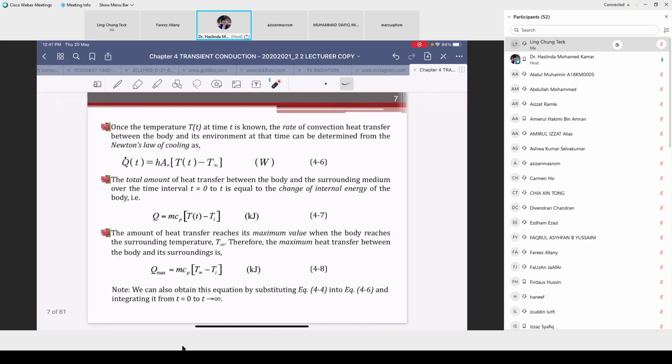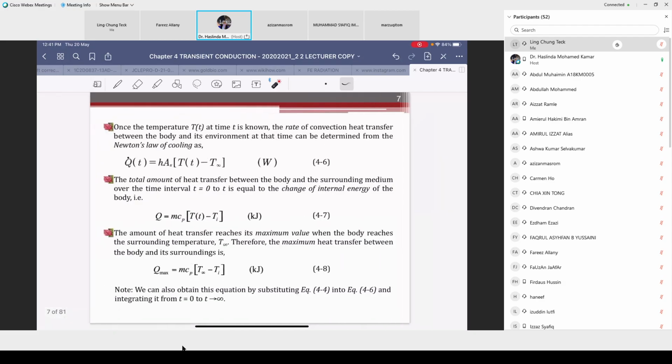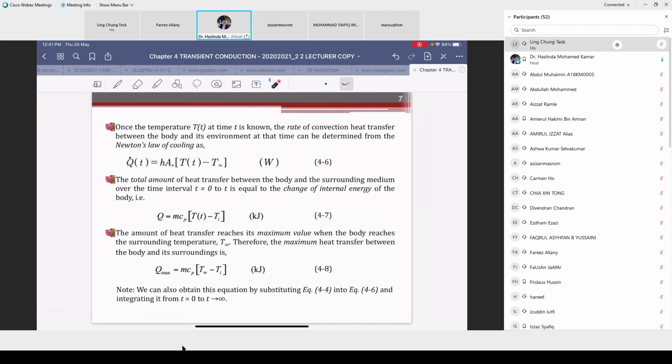Now, can you see there are 3 equations of heat transfer rate. If you, which one to use? Maybe you get confused, which one to use? There are 3 equations. This one, the unit is watt. This one is kilojoule. And this one is also kilojoule. I think it depends on the question. Yes, it depends on the information in the question. Yes, you are correct.